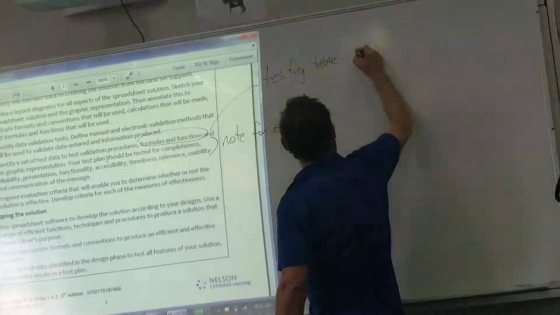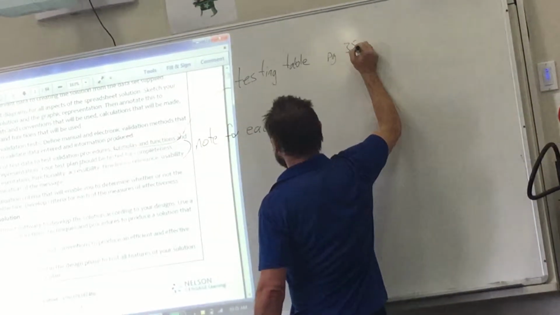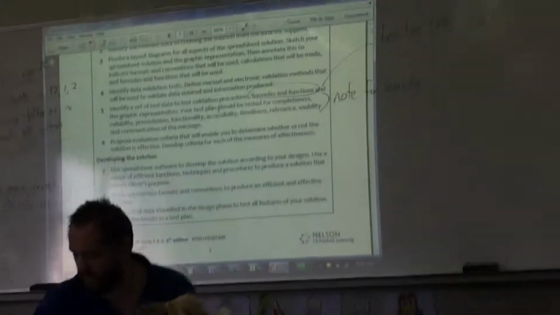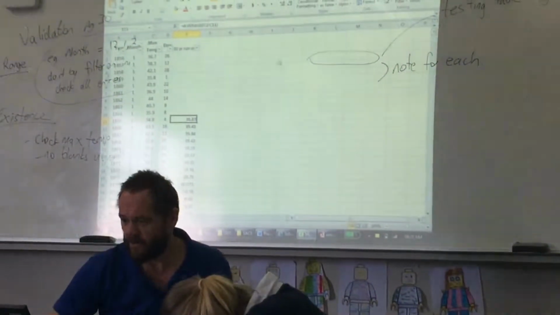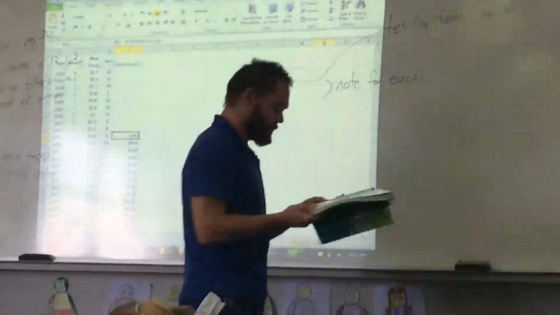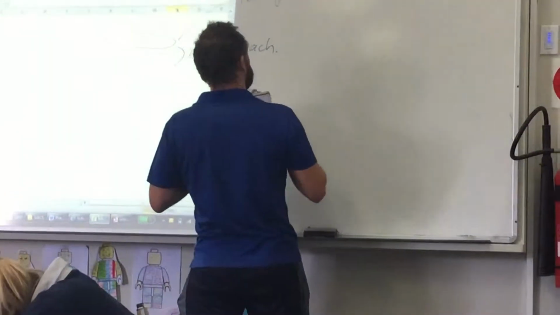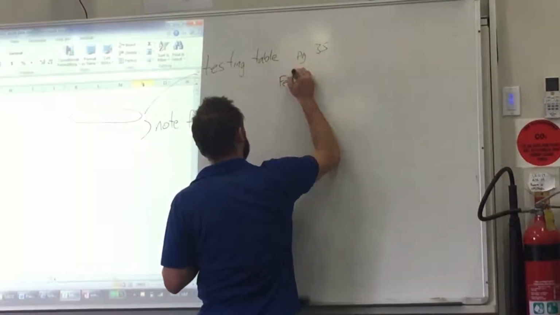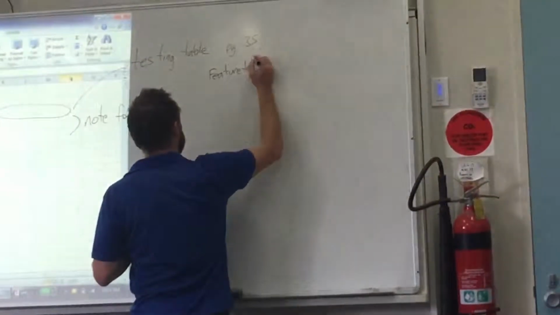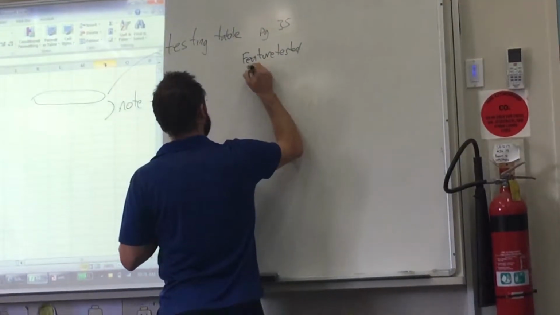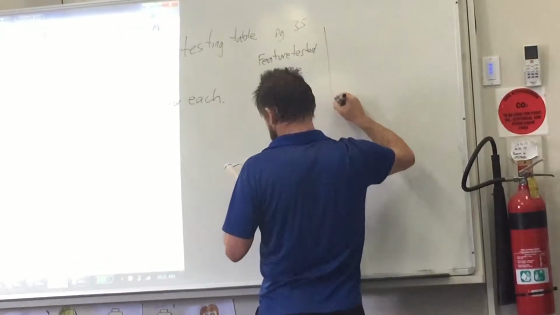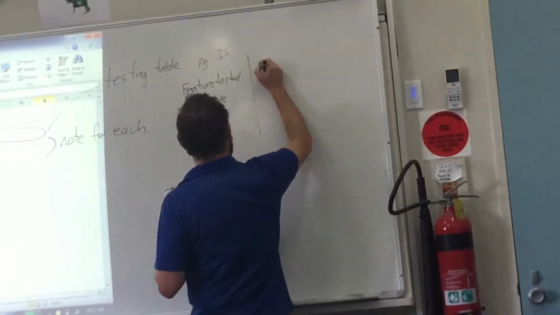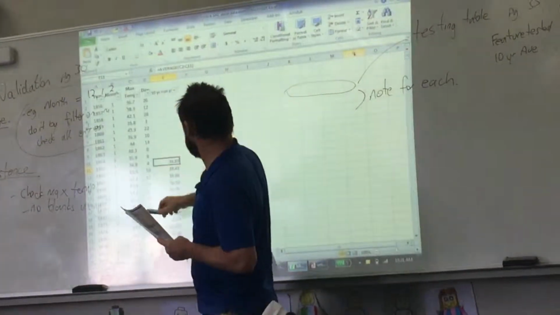And you would have that page 35. And my testing table was an average formula. So that there is an average formula, and if I quickly scroll out, feature tested, this is the table, and it would be 10-year average. And then I would have test sample data, and it would be D2 to D11.